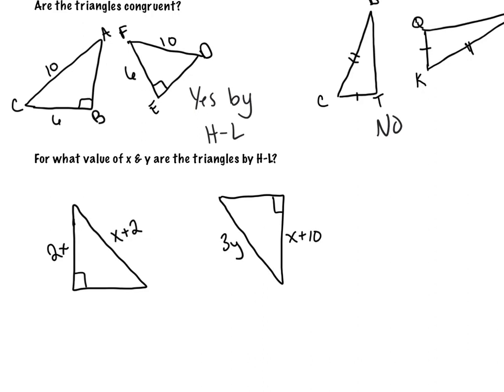So the only thing you'll see is finding the values of a variable to make things congruent by hypotenuse-leg. So if I look here, I have right triangles. So that 2x side is congruent to what side in the other triangle if it's going to be HL? X plus 10, the other leg. So when things are congruent, I do what with them? Set them equal. Okay, so there's my first equation.